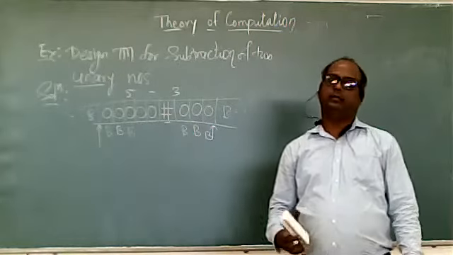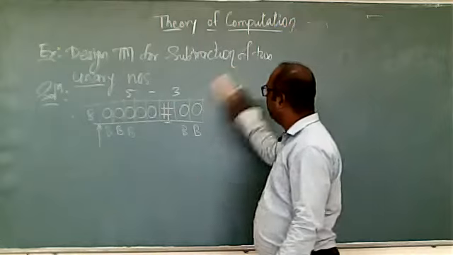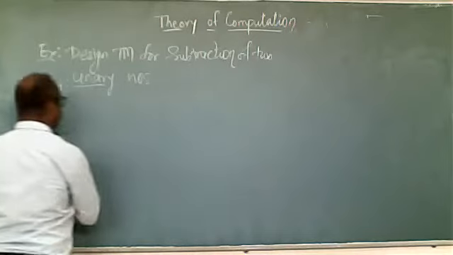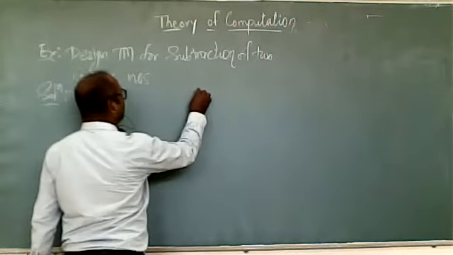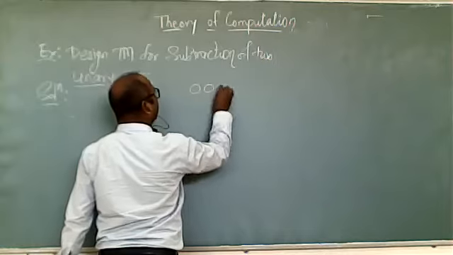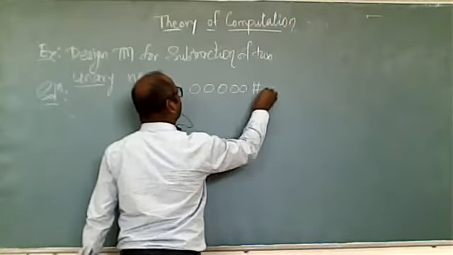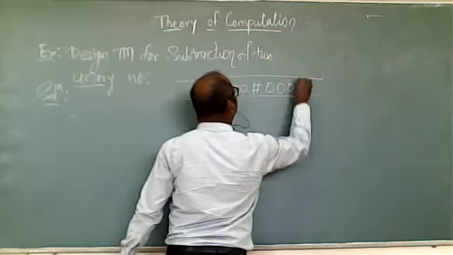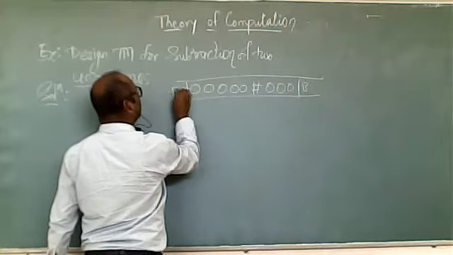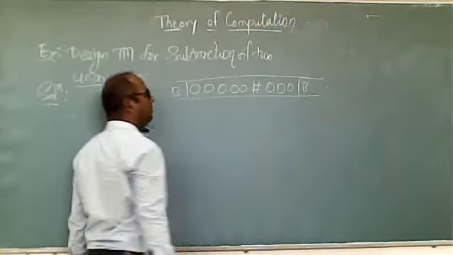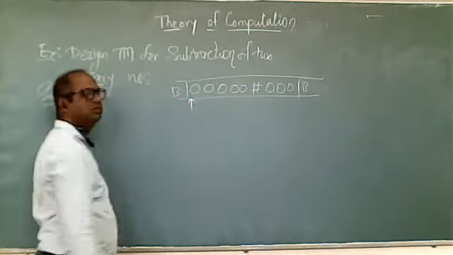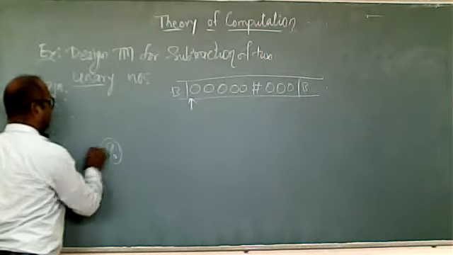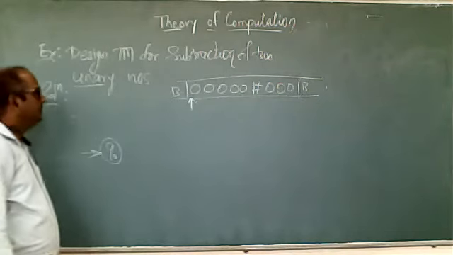Now we will try to implement this logic. We take an input of 5 zeros, a hash, 3 zeros, and a blank. The head is always at the first input symbol. Now we start with Q0, the initial state.